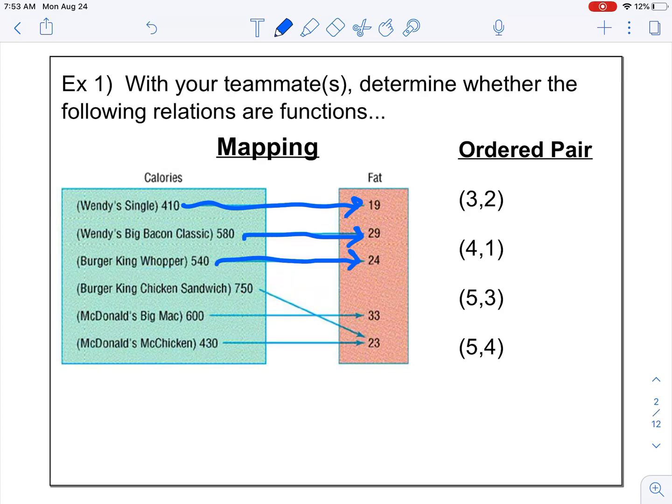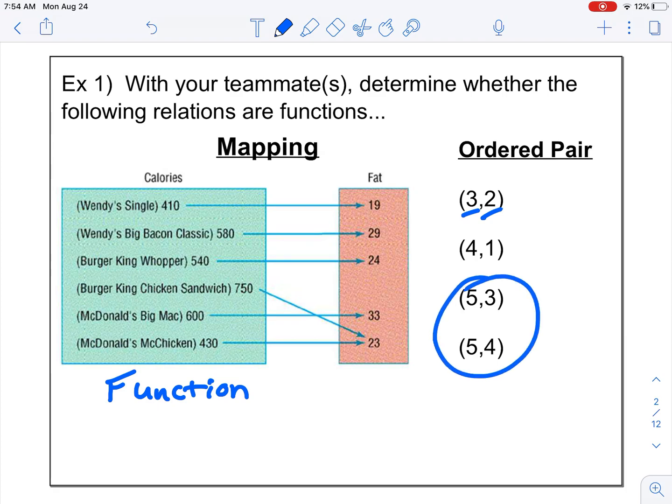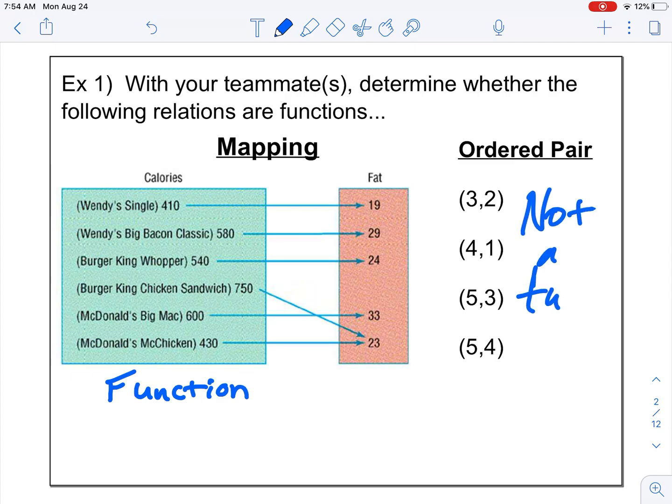What you can't see is one of these inputs, like the Burger King chicken sandwich, have two outputs. That would make it not a function. But the way this mapping situation is written, this is a function. Okay, for the ordered pairs, again, making sure every x has exactly one y. The problem down here is with those 2 points, 5 can't spit out a 3 and then spit out a 4. So this is not a function.